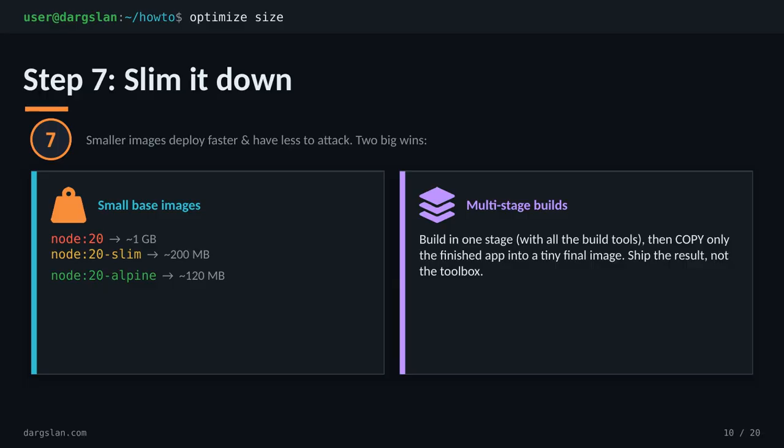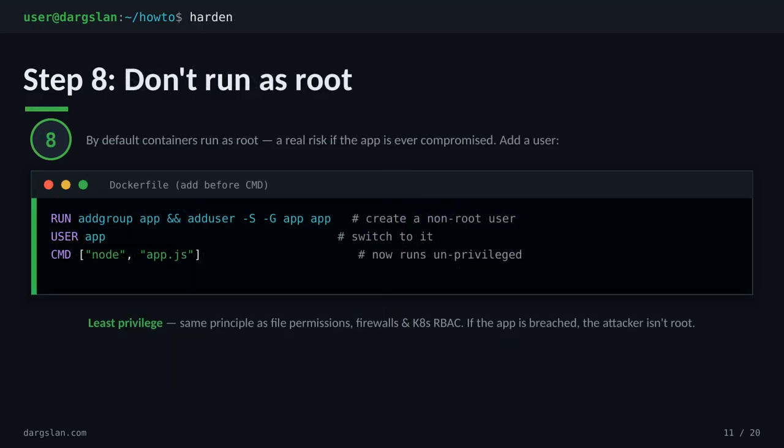Ship the result, not the toolbox. Now let's talk security. By default, your container runs as root, which means if someone breaks into your app, they've got root inside the container. Not ideal. So before your CMD line, add a quick group and user, then switch to it with USER app. Same least privilege principle you already apply to file permissions or Kubernetes RBAC. If things go sideways, the attacker's stuck as a nobody.